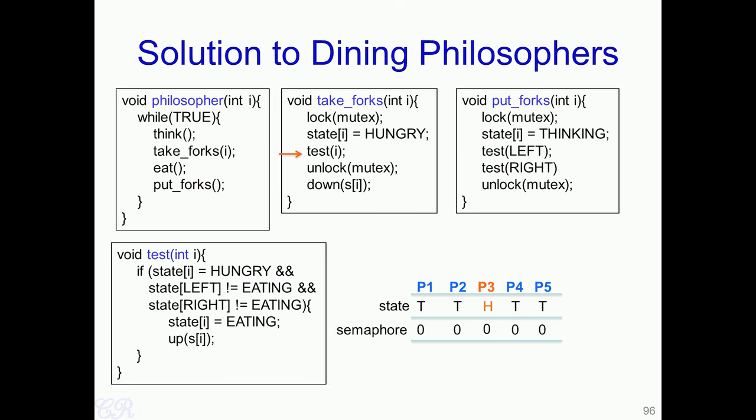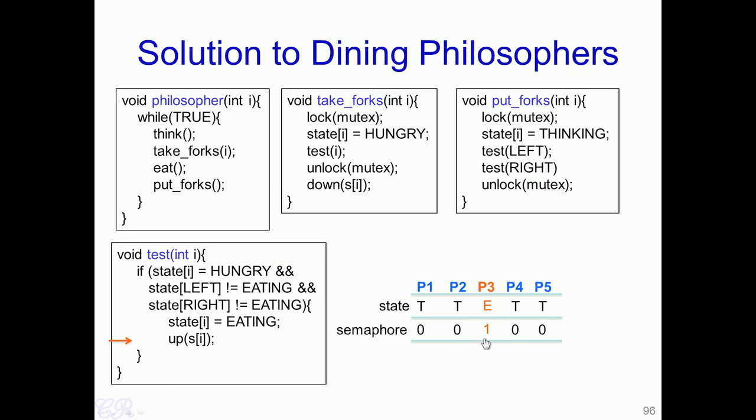Then the function test is invoked and this condition is checked. Essentially the state of philosopher 3 is hungry, so this condition is true. Then the state of the left philosopher is not eating because P2 is in the thinking state, as well as the right philosopher is not eating because P4 is also in the thinking state. So, as a result this condition goes to true and the state for philosopher 3 is set to eating. Then the corresponding semaphore is incremented from 0 to 1.